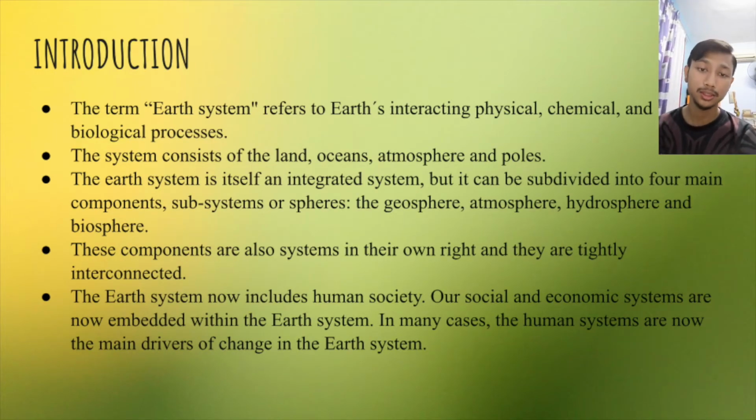First, we need to know the term of a system. A system refers to the Earth's interacting physical, chemical, and biological processes. The Earth system consists of the land, oceans, atmosphere, and poles. The system is itself an integrated system, but it can subdivide into four main components or spheres, which are geosphere, atmosphere, hydrosphere, and biosphere. These components are also systems in their own right, and they are tightly interconnected.